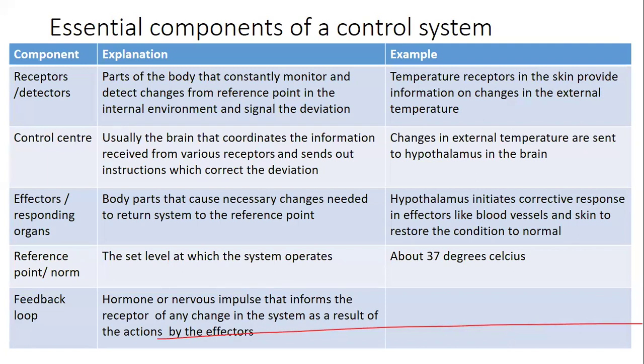Then we have the feedback loop. So these are the important components for our system. We have the receptors, the detectors, the control center, within which we have the set point, then we have the effectors, and then the feedback, not necessarily negative, but the feedback loop. The explanations for each one of these is on the table, as you can see.